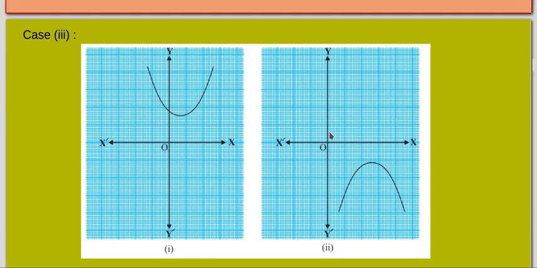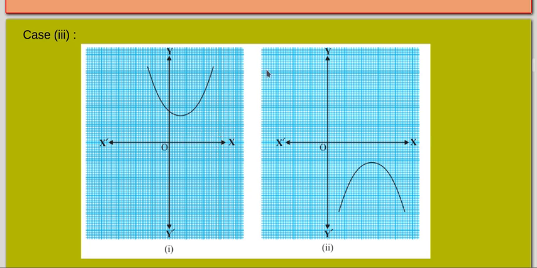And in this third case, what is it showing? It is not at all touching the x-axis. So it has no solution at all. The curve is not touching the x-axis, in both upward curves also. This is the graph of one equation, and this is the graph of another polynomial. In both, the graph is going away from the x-axis. So it has no zeros.